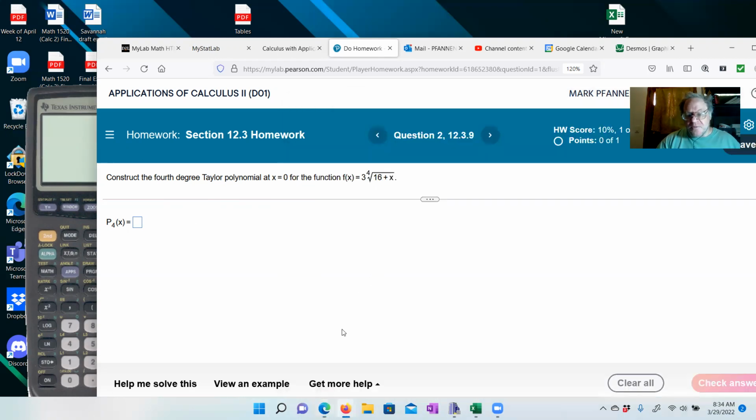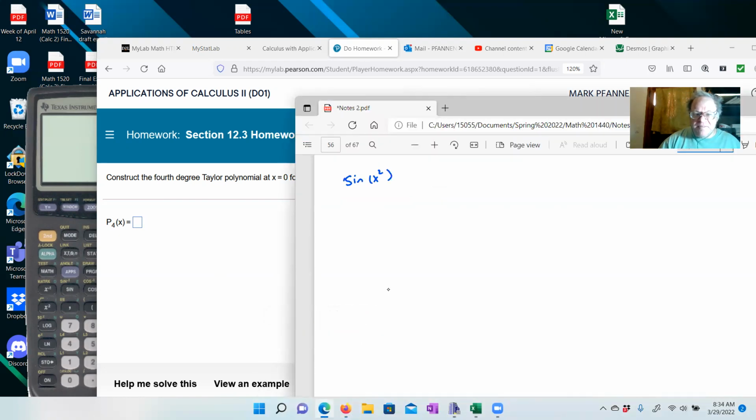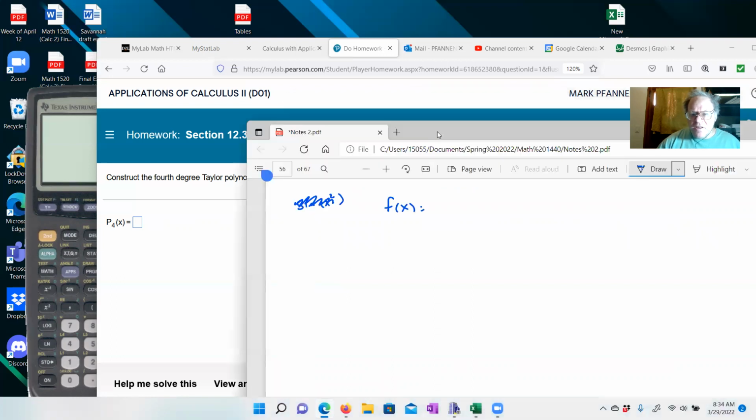So here we go. Let's go ahead and write down the function that we have. I'm going to write it like a calculus problem. f of x is equal to the fourth root of 16 plus x, that is, 16 plus x raised to the 1/4 power.